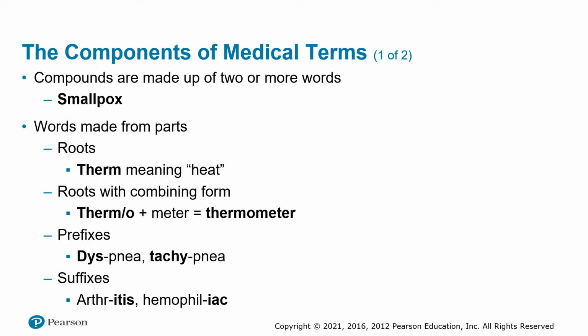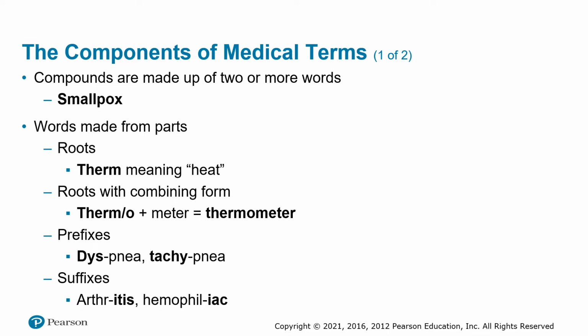Prefixes usually indicate that something is wrong with that body part or system. Like dyspnea: pnea is breathing, and dys is difficulty, so in this case it's difficulty breathing. Tachypnea: tachy is fast, and pnea is again breathing, so fast breathing.